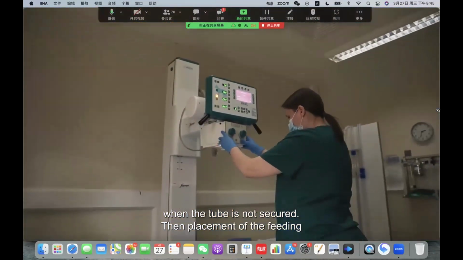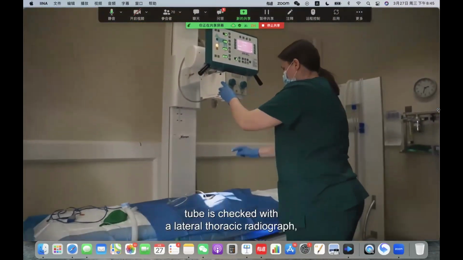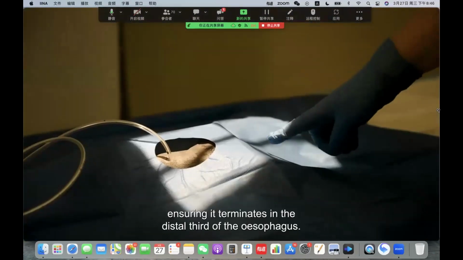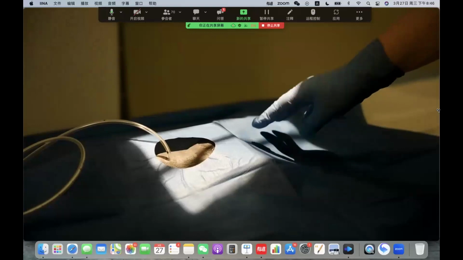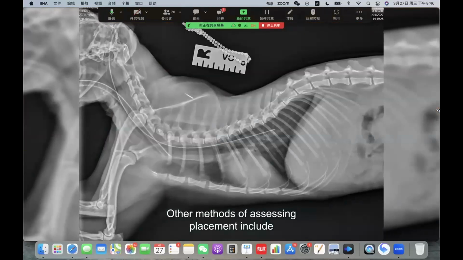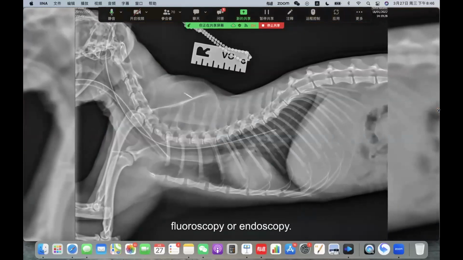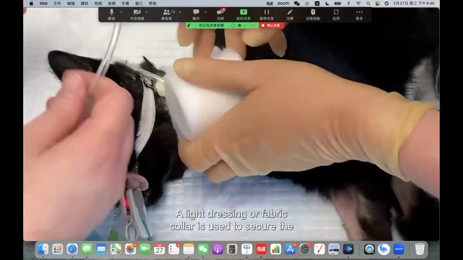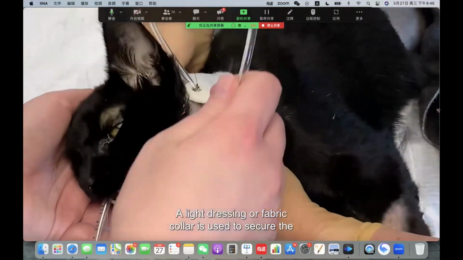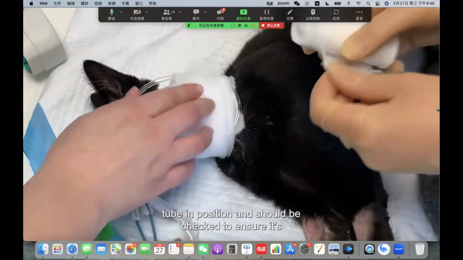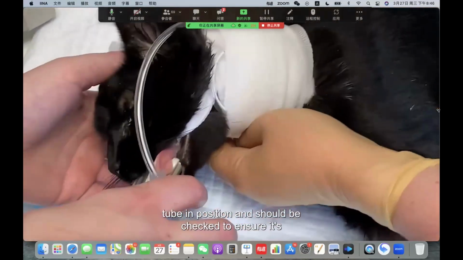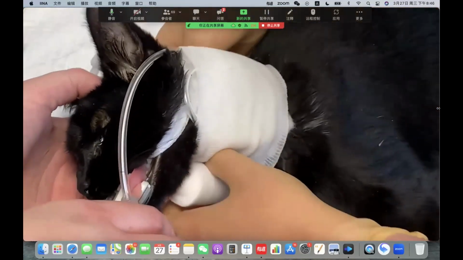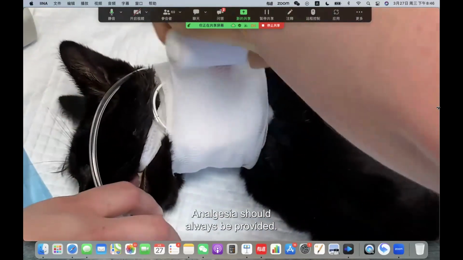Then, placement of the feeding tube is checked with a lateral thoracic radiograph, ensuring it terminates in the distal third of the esophagus. Other methods of assessing placement include fluoroscopy or endoscopy. A light dressing or fabric collar is used to secure the tube in position and should be checked to ensure it's comfortable for the cat and not excessively tight. Analgesia should always be provided.